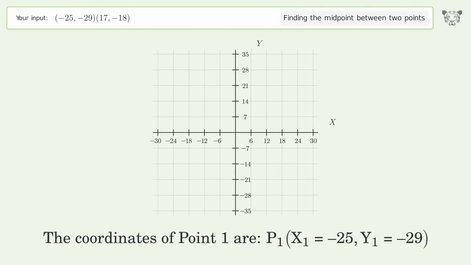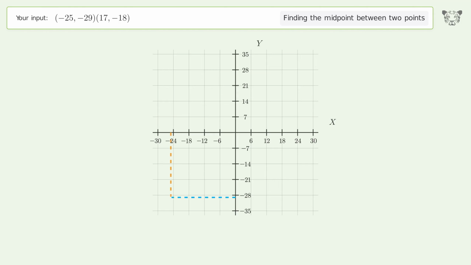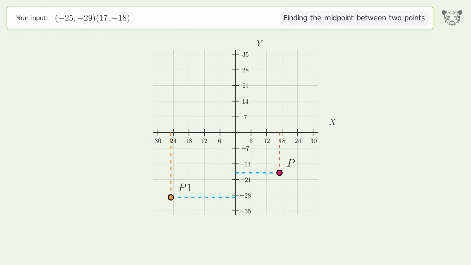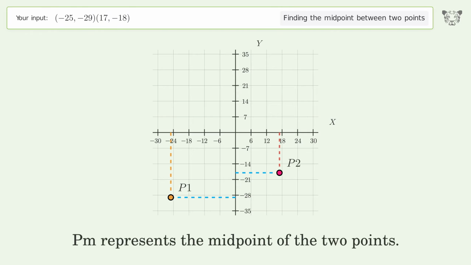The coordinates of point 1 are x1 equals -25, y1 equals -29. The coordinates of point 2 are x2 equals 17, y2 equals -18. PM represents the midpoint of the 2 points.